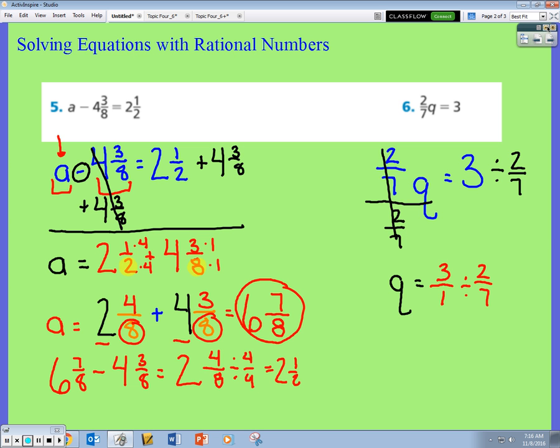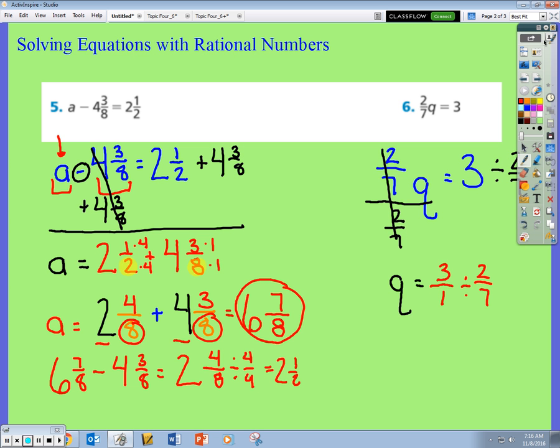When you add and subtract, you must have a common denominator. When you multiply and divide fractions, you do not. So this 3/1 stays the same. It is the first fraction. We now multiply by the reciprocal of this. So now we have 7/2. I immediately look at the diagonals and see if I can cross reduce.